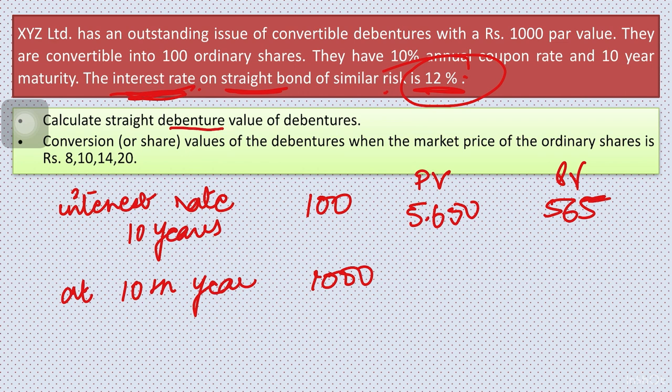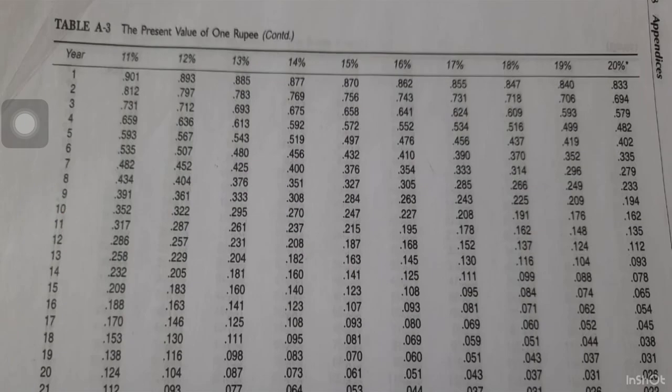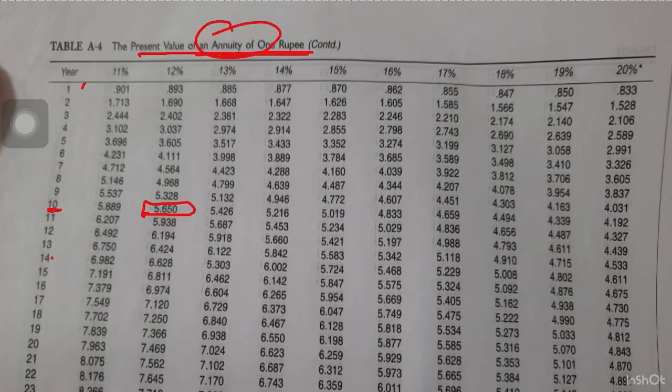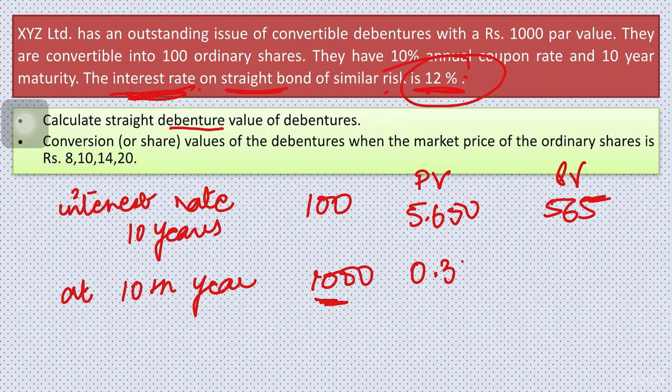Then, I have to compute for 1000. It is not every year, but at the last year, that is the 10th year, I'll be getting 1000 rupees. So let's go to another table, that is the present value of 1 rupee. Present value means what is the value of 1000 rupees after 10 years. So at 12%, we can see for the 10th year, 0.322. So if we multiply this and get the present value, what is the value?